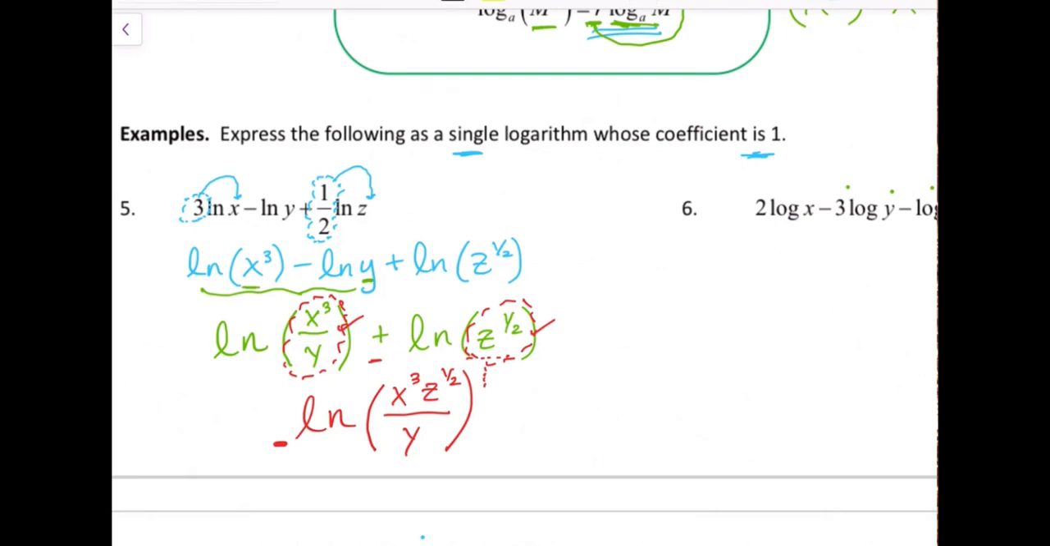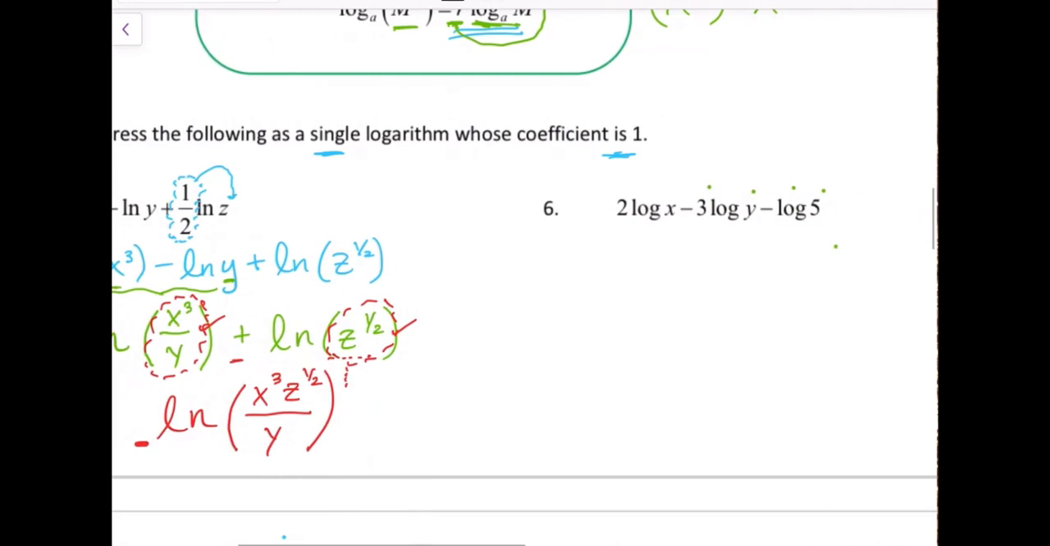Okay, so let's try another one. And again, this is a good time for you to practice it first on your own and then come back and see if you get the answer right.